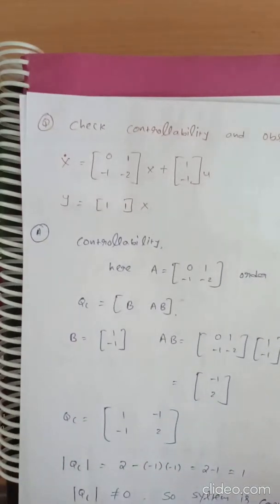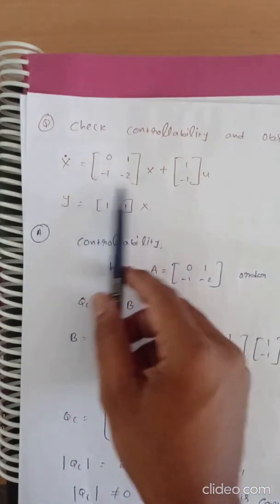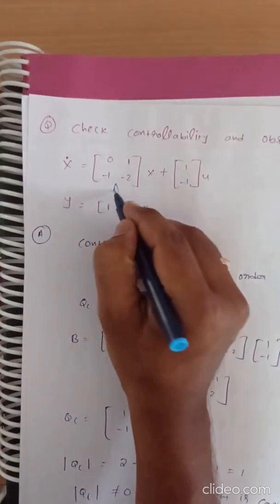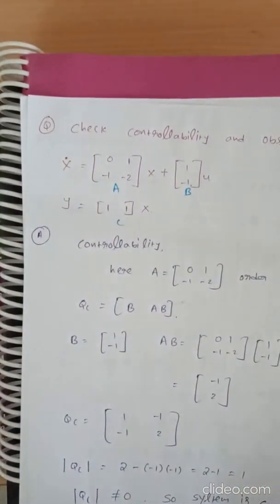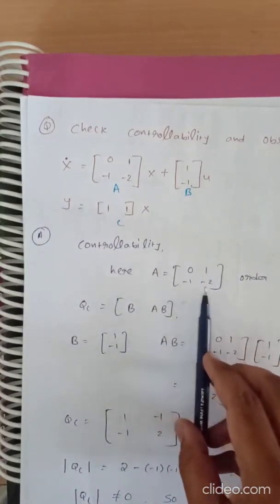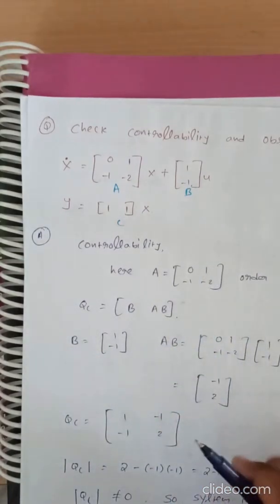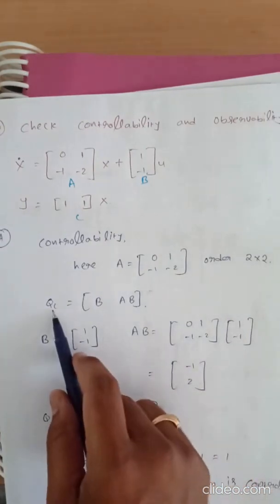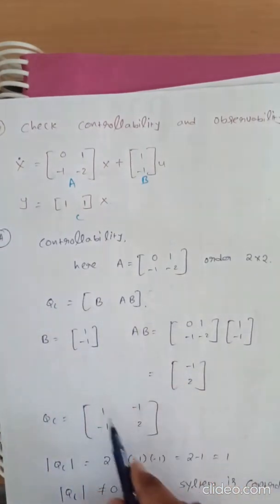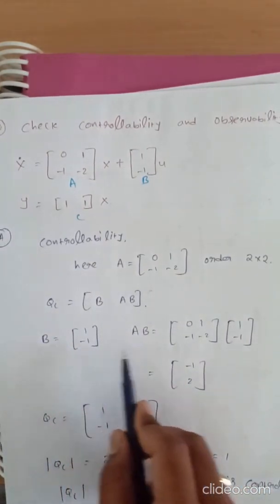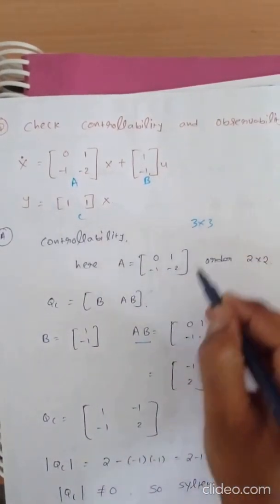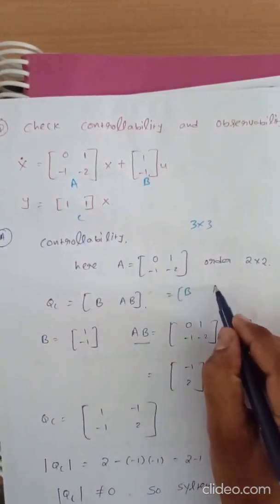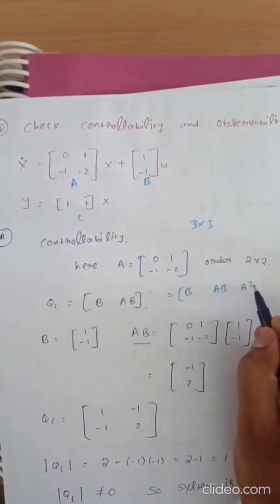Now we will solve one problem on this. Check controllability and observability. X dot equals, this is the given system, and these are A, B and C. First we will find the controllability. Here A equals 0, 1, minus 1, minus 2, and the order is 2. Whenever the order is 2, QC equals B, AB. The first column is B, the second column is AB. Suppose you have 3 by 3, then QC equals B, AB, A square B.